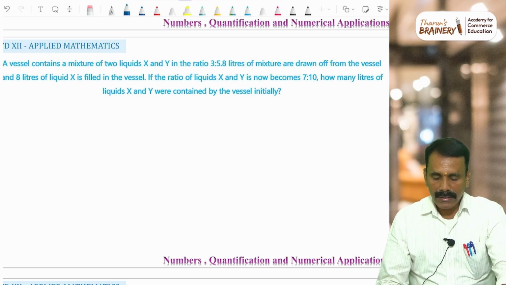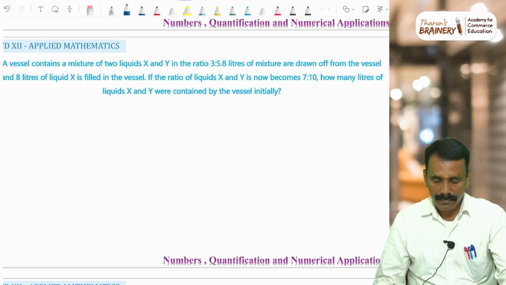In that mixture, 8 liters of mixture are drawn off from the vessel. In this problem, a vessel contains a mixture of two liquids X and Y in the ratio 3:5. 8 liters of the mixture are drawn off from the vessel and 8 liters of the liquid X is filled in the vessel. If the ratio of the liquids X and Y after that becomes 7:10, how many liters of the liquid X and Y were contained by the vessel initially?